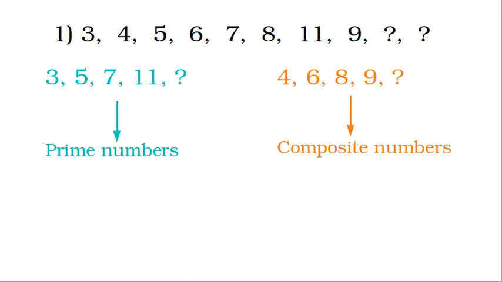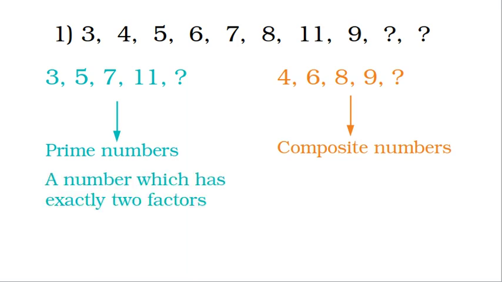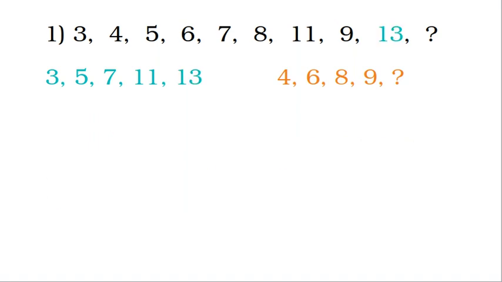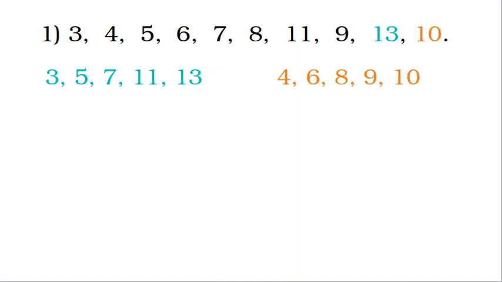Prime number: a number which has exactly 2 factors is known as a prime number. A number which has more than 2 factors is known as a composite number. As 3, 5, 7 and 11 are prime numbers, your answer will be 11's next prime number, which is 13. And if you look at the second series, 4, 6, 8 and 9 are composite numbers. So your answer will be 9's next composite number and it's 10.